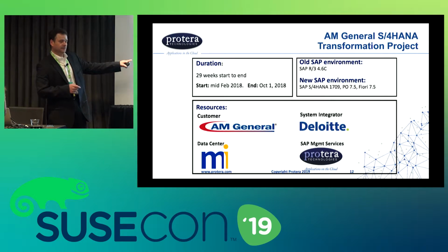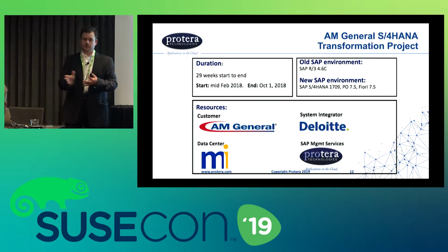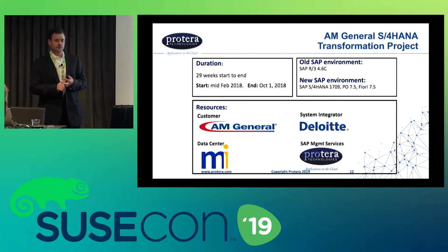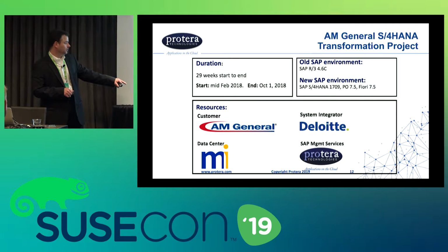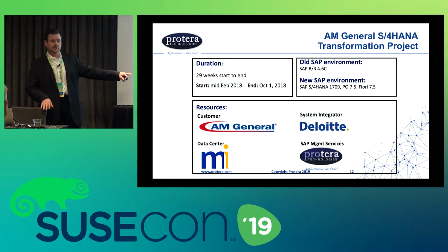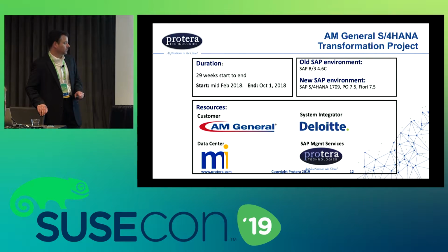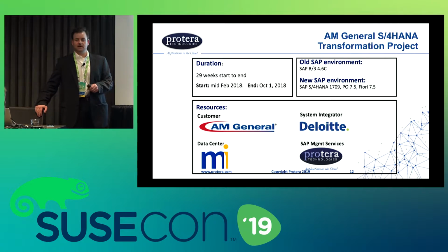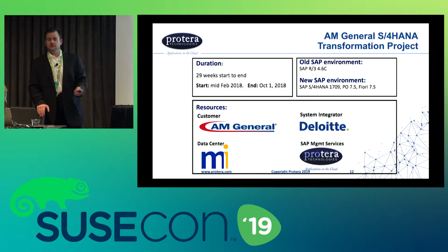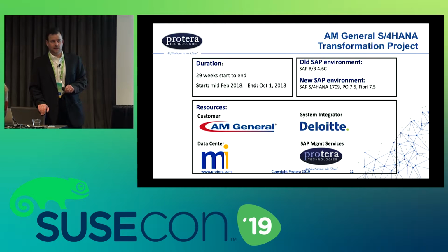AM General's Center of Excellence team was part of it. Deloitte was the system integrator, so they did a lot of the functional work as well as the code remediation, which I'll show as the tools that are available for this. And then the data center, this is a private data center, Micro Integration. It's a data center in Indiana, and again, it's ITAR compliant. So that was the partner we worked with. And then we provided the Basis, the technical SAP expertise, as well as implementation services to get it installed. And we do ongoing managed services through our AppCare, which I showed before.